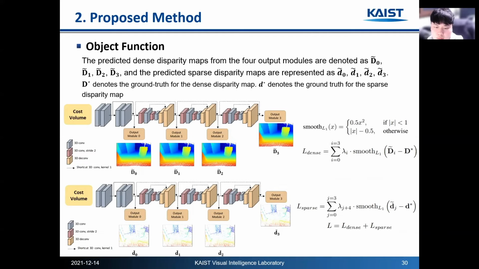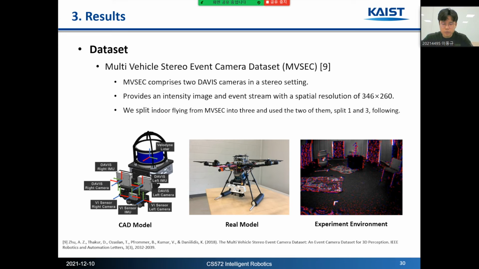Next, I will explain the loss. For the loss, smooth L1 loss, which is mainly used in depth estimation, was used. For small values, squared values are used, and for large values, absolute values are used. Loss is given for both sparse and dense, and there are 4 outputs each, so there are a total of 8 outputs. Then we conducted an experiment.